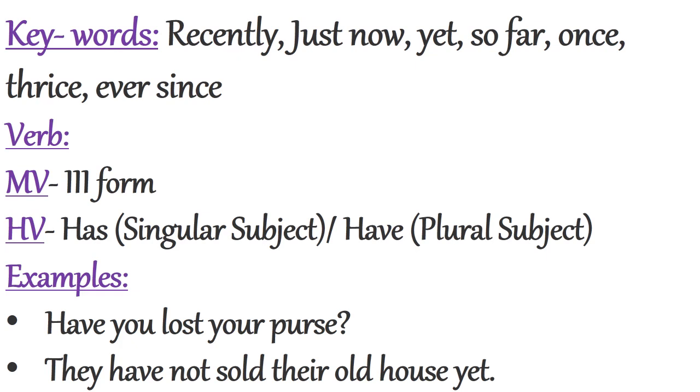Then the verbs which are used in this tense, main verb, that is the third form of the verb that we have already read in structure. Then helping verb, we are using has or have. Has is used with singular subject and have is used with plural subject. Some more examples. In interrogative, have you lost your purse? They have not sold their old house yet. So this was all about present perfect tense. Now move to the next.